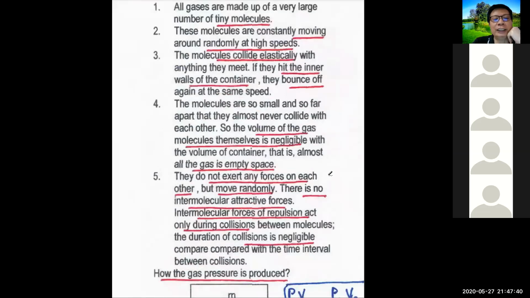Number 5, they do not exert any force on each other, but move randomly. This is an assumption for your essay writing. You must know, all the gas molecules do not exert any force on each other, but they move randomly. There's no intermolecular attractive force. In the form of gas, between the molecules there is no binding force, no attraction force. Intermolecular forces of repulsion act only during collision. No attraction force, but there will be a little bit of repulsive force, only when they collide. The duration of collision is negligible, meaning the time of collision is too short, so we can assume it is zero.